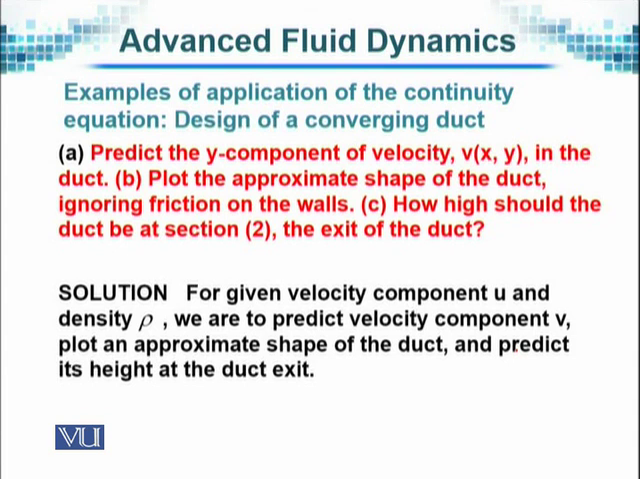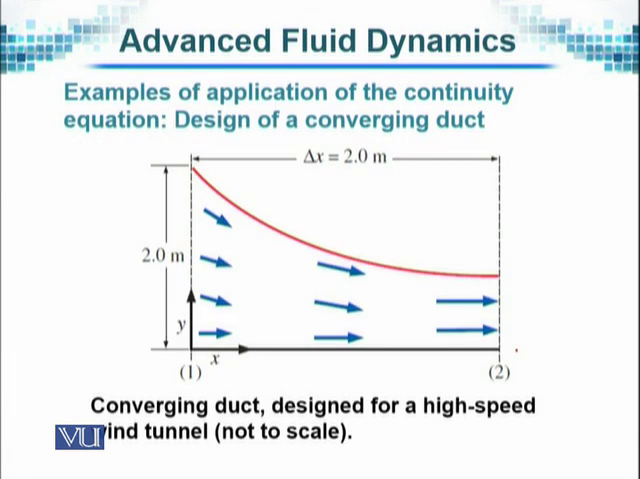For given velocity component u and density rho, remember these things are given to us, we are to predict the velocity component v, plot an approximate shape of the duct, and predict its height at the exit. So if we draw a rough diagram, it looks like this. For the design of this converging duct, converging means initially it has a higher inlet, but at exit it has been reduced. So it is converging in a way.